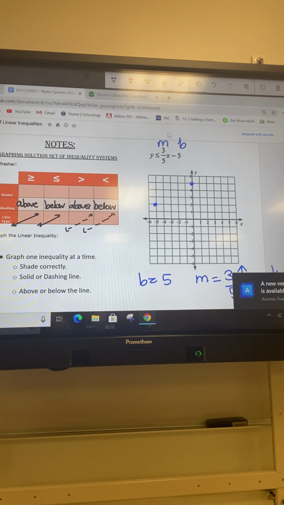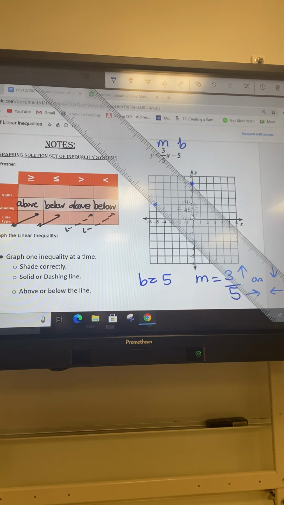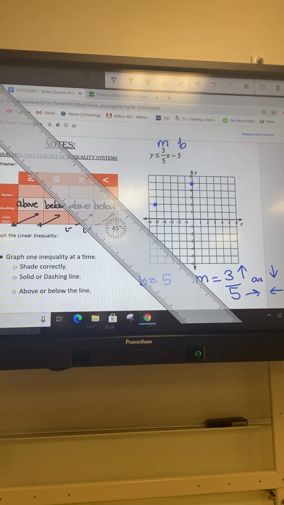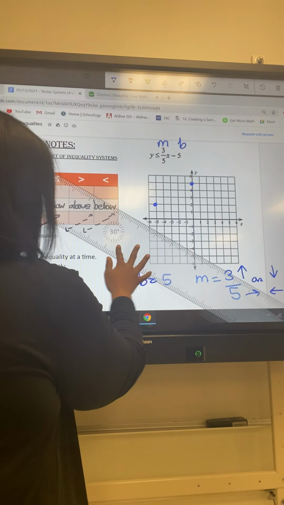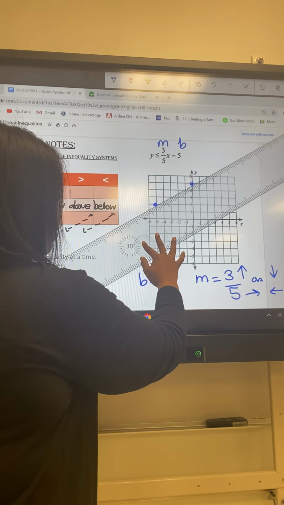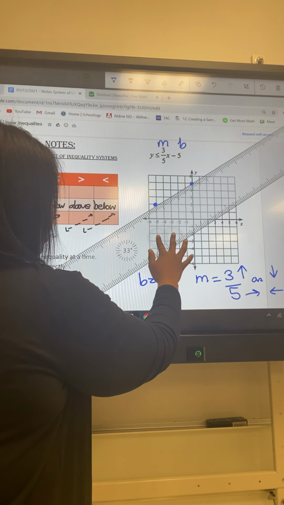Right, so then you'll take a ruler or a straight edge or whatever you have. So here I have my ruler and I'm going to move it so that it lines up. All right, that looks like I got it there.